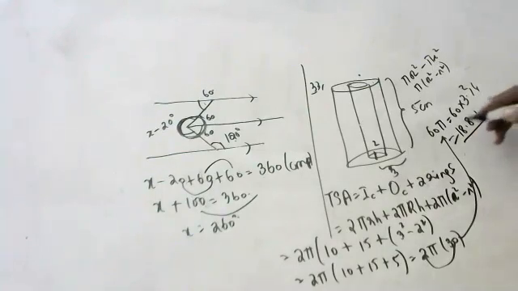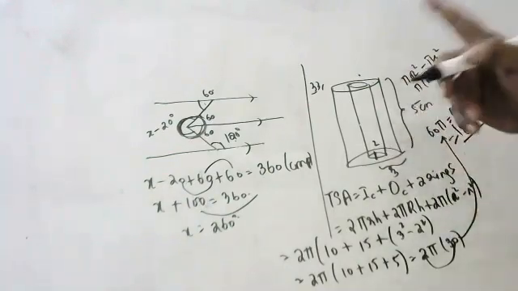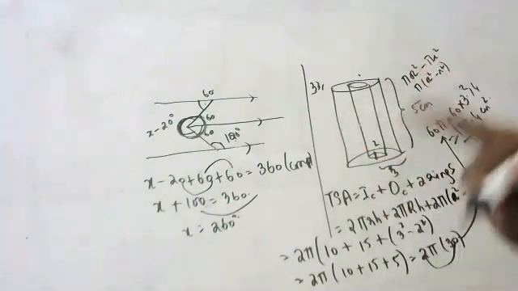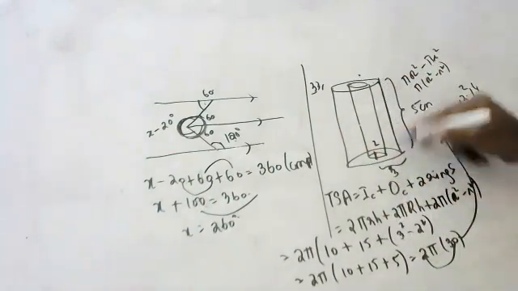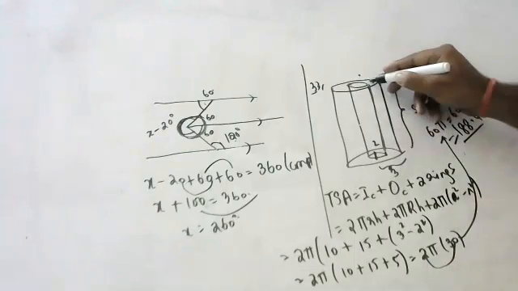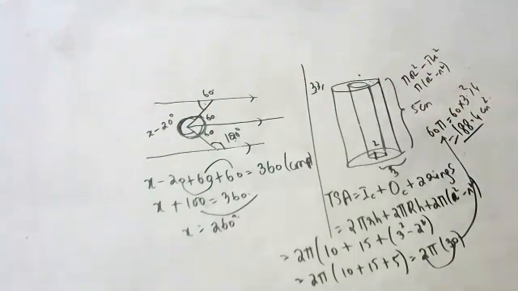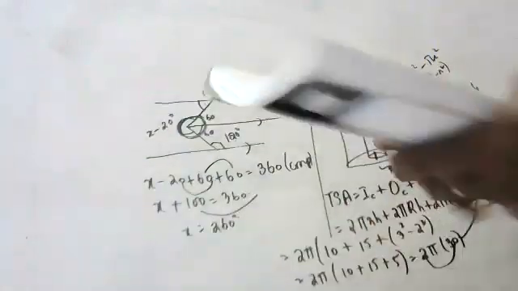18.84. No. 188.4 centimeter square is the TSA. Children, the TSA of a hollow pipe, all of you remember, be careful: outer CSA, TSA, upper ring, lower ring. Those who did not understand, I will show you with the figure. I showed you so many times.